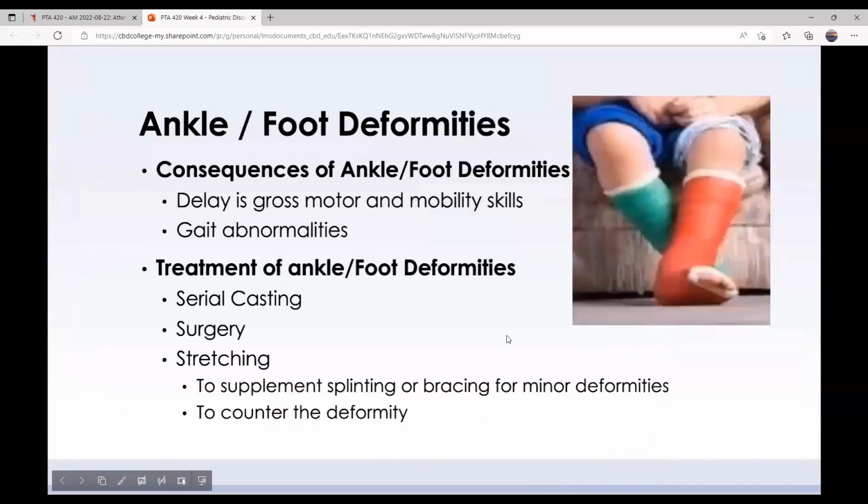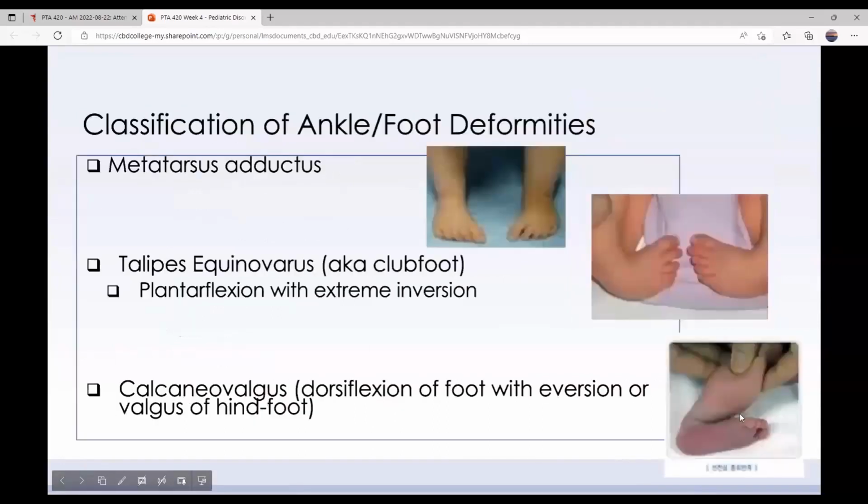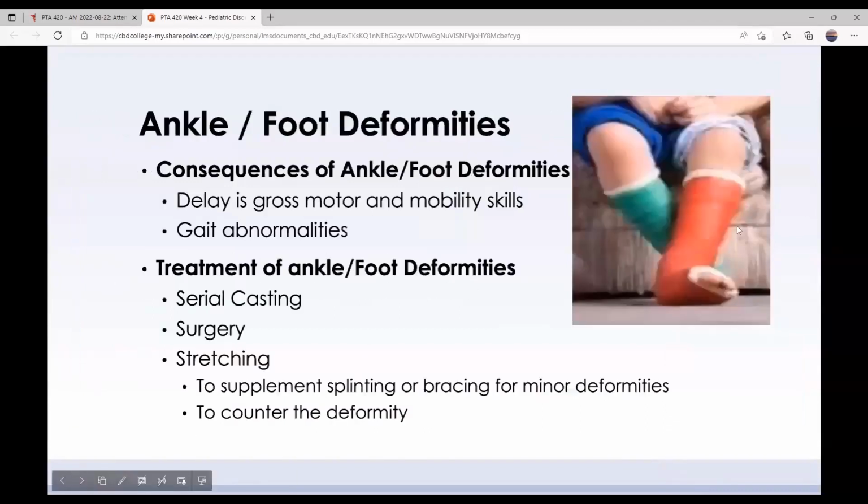And then another thing that will be on your test is serial casting. So serial casting is an intervention. Basically, they stretch the foot out. So let's say that they're in that severe calcaneal valgus position. What they'll do for treatment is they'll stretch them and try to get them as far into plantar flexion or neutral position as possible, and they'll put a cast around them.